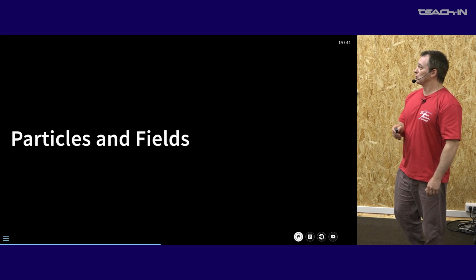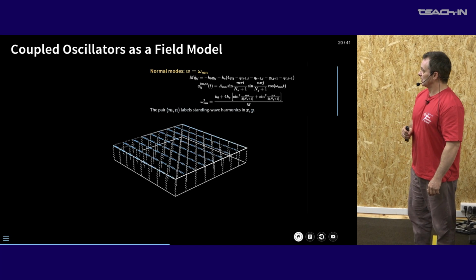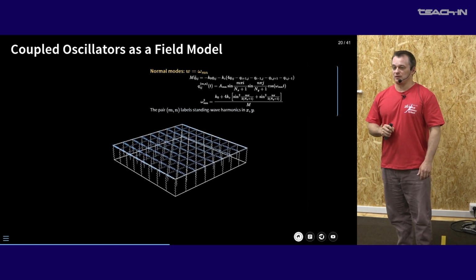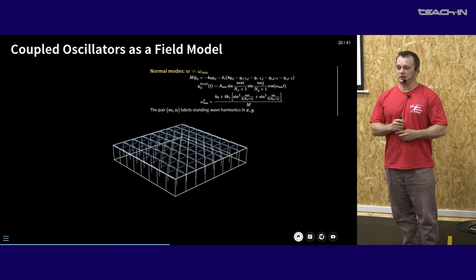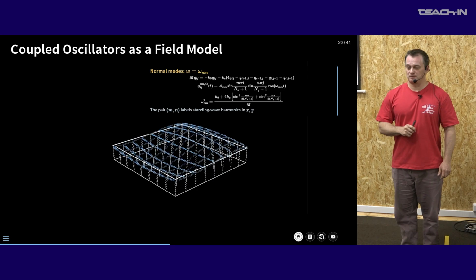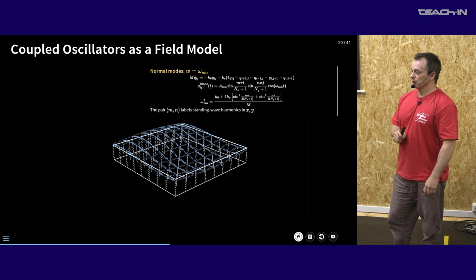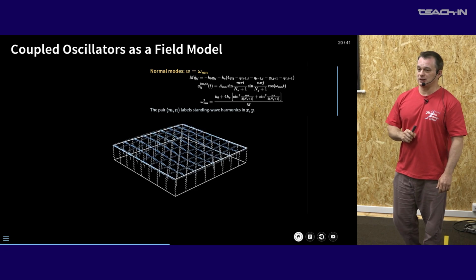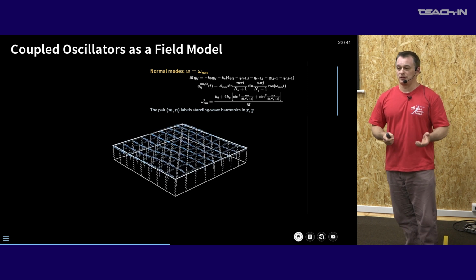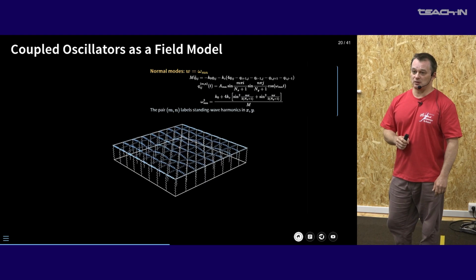Okay, now let's go to the next chapter, particles and fields. So far, we were discussing particles, and you might get an idea that these are kind of small balls. Actually, it is not. It is very far away from this naive picture. What we call particles is just an excitation of a field. But before that, we have to understand what the field is. And so let me begin with this very mechanical model.